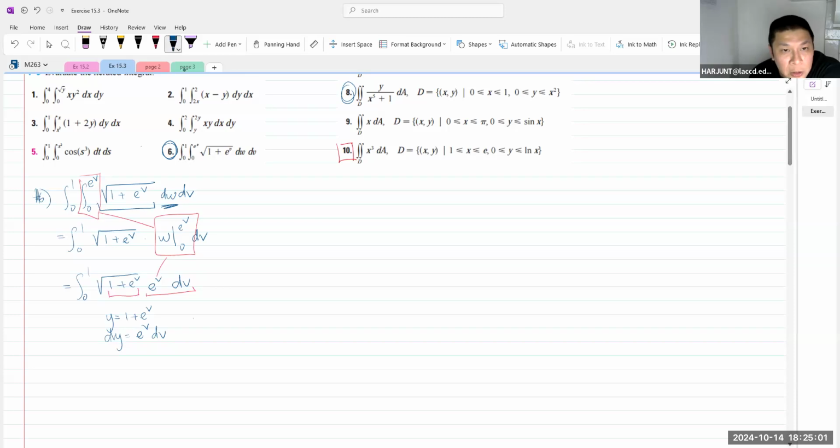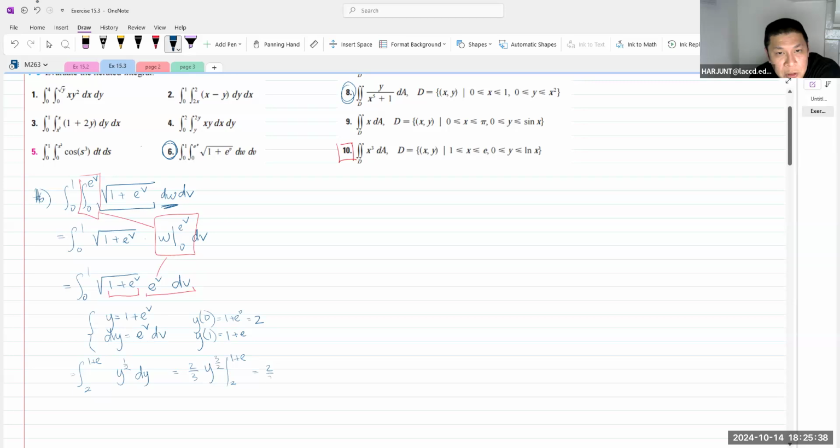What happened to the limits of integration? At v equals 0, y will be 1 plus e to the 0, that's 2. At v equals 1, y will be 1 plus e to the 1, or 1 plus e only. So this integral will then be the integral from 2 to 1 plus e of y to the 1/2 dy, which will be 2/3 y to the 3/2 from 2 to 1 plus e.